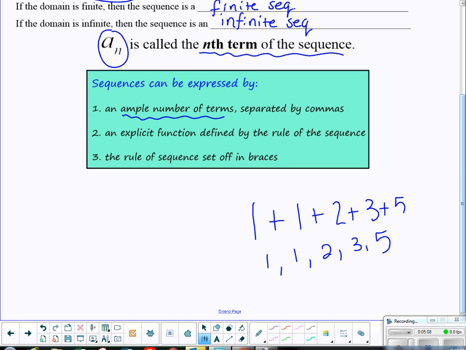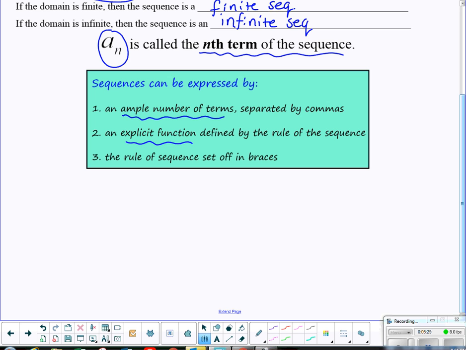A sequence is really just an enumeration, a listing of the members of it, and maybe you recognize this one as the Fibonacci sequence. 1, 1, 2, 3, where you were adding the two previous terms to get the next one, and 2 and 3 make 5. The other way is we can write an explicit function defined by some rule for the sequence.